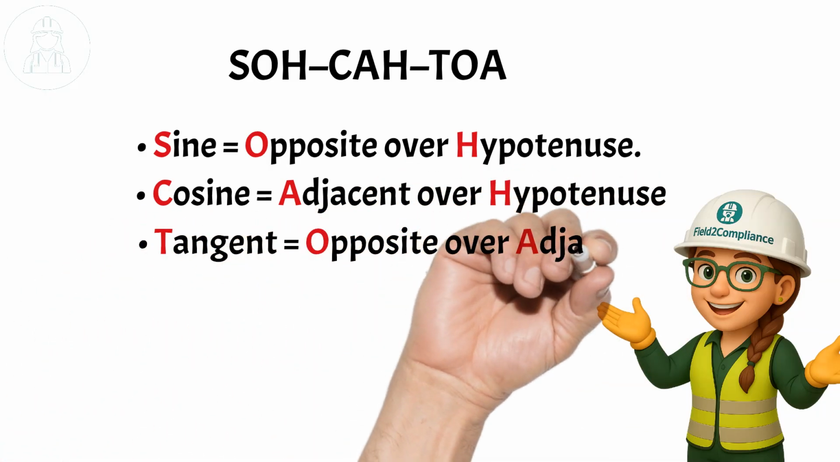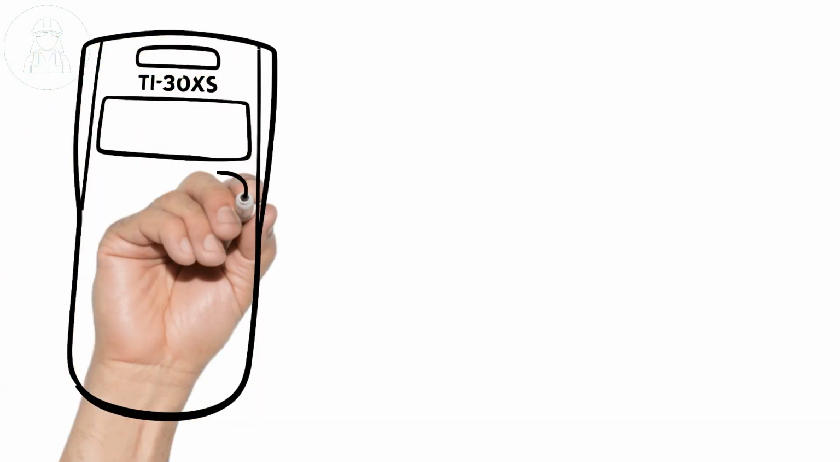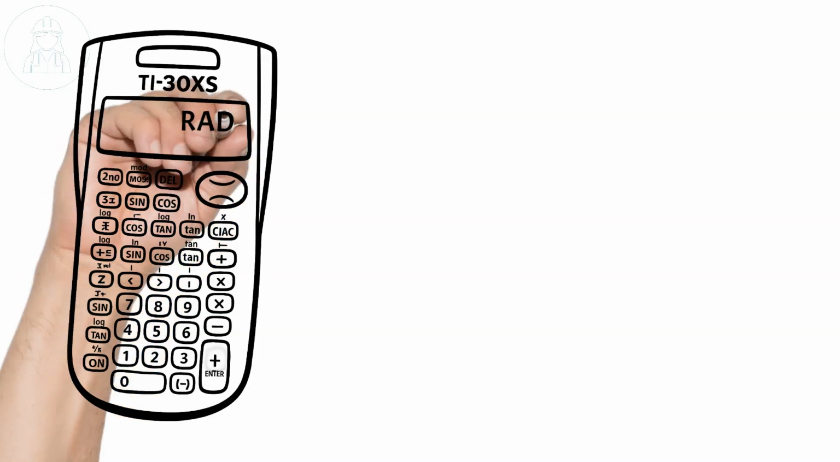Cosine equals adjacent over hypotenuse. Tangent equals opposite over adjacent. If you can say SOH-CAH-TOA, you can solve right triangle problems. Before we practice with SOH-CAH-TOA, let's make sure we know how to use the calculator.